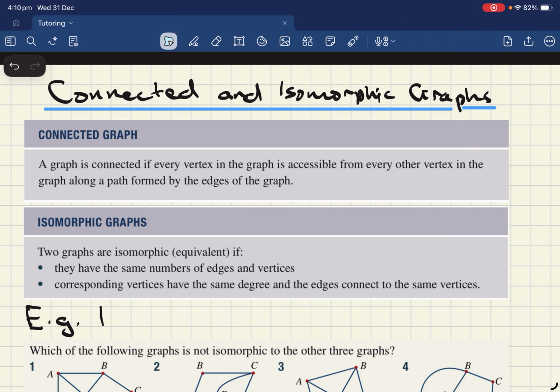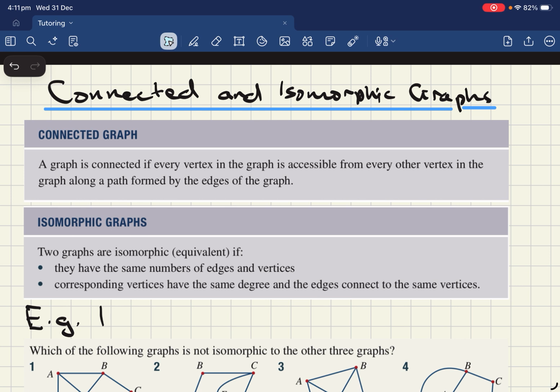So in this video, we are going to talk about two types of graphs when we think about network diagrams. Now, one is a connected graph and the other is an isomorphic graph. Now, we said that a graph is connected if every vertex in the graph is accessible from every other vertex in the graph along a path formed by the edges of the graph. So all of our vertices basically have to be connected. If we have any disconnections and can't make a path from one to the other or to all of them, this will not be a connected graph.